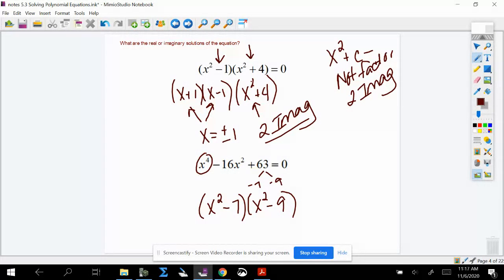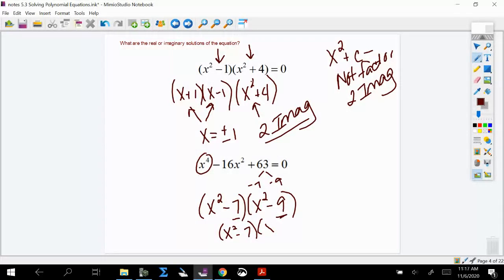Looking at both of these, they are both x squareds. They're both subtraction. However, one of them has a perfect square, that would be the 9, and one of them doesn't, that is the 7. I can't do anything if the number is not a perfect square, so x squared minus 7 will not factor anymore, but I can break down the next one into x plus 3, x minus 3, because 9 is a perfect square and it's a difference of squares.